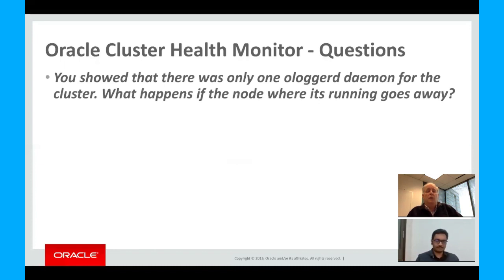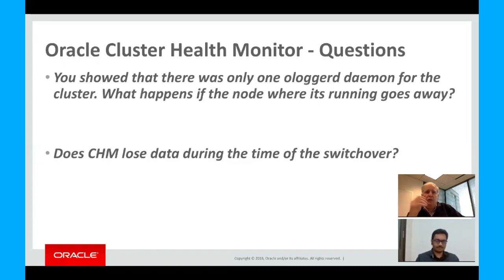I see. Okay, so when this happens, does CHM lose any data during this switchover to a different ologgerd? No. As I was mentioning in the architecture, we have that binary local log. During the time of switchover, where ologgerd is not available, all the data that has been generated during that time frame is going to be locally logged. And once ologgerd becomes available, all this data would be replayed and again be inserted into the management repository.